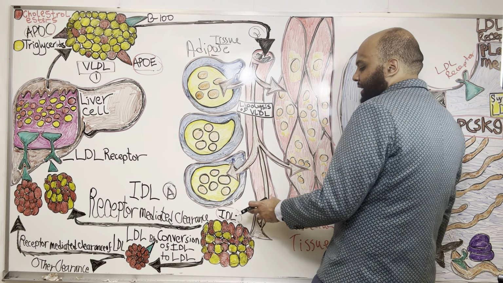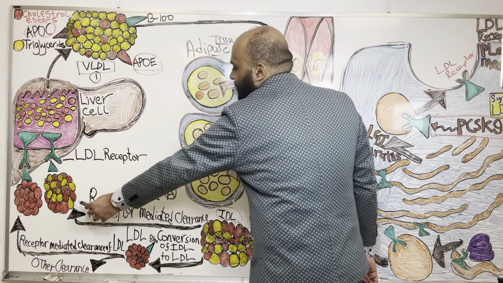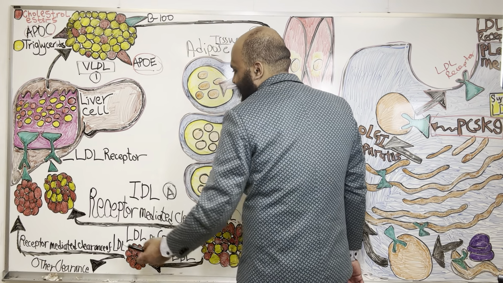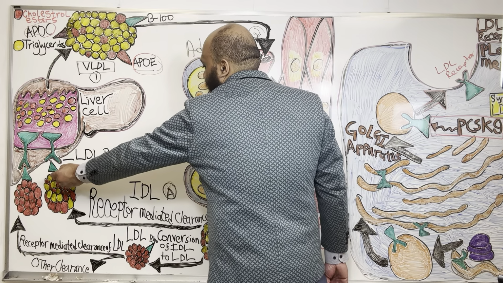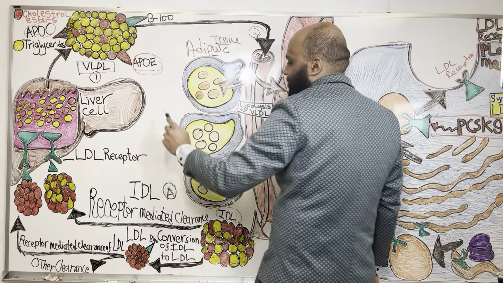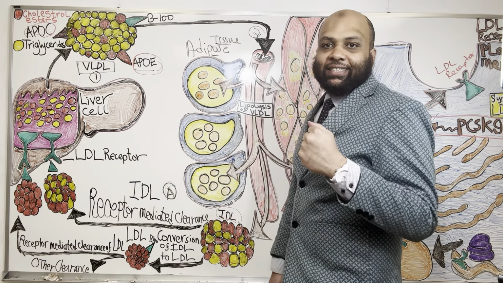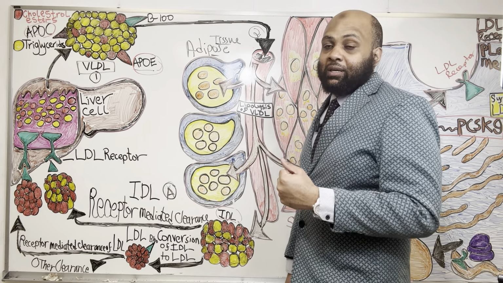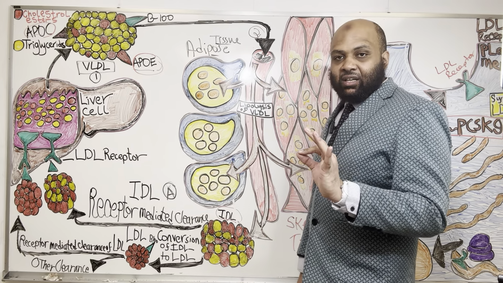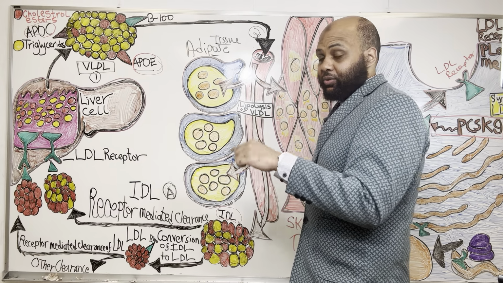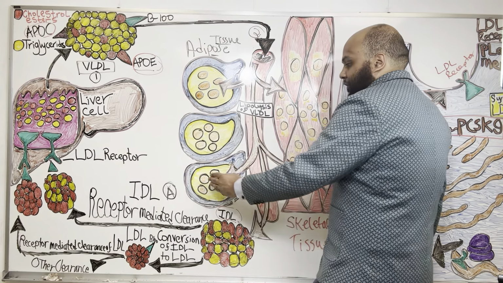In pathway A, you're going to have IDL itself being brought inside the cell because the IDL does have this green horn, this green recognition factor known as the B100. It'll be taken inside the liver cell as if it is LDL, even though it is IDL. The LDL receptor will not care because the IDL has that green part to internalize it. That's how IDL goes in. That's the first path, A.